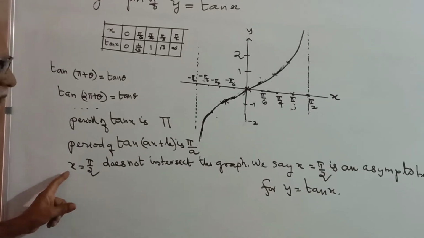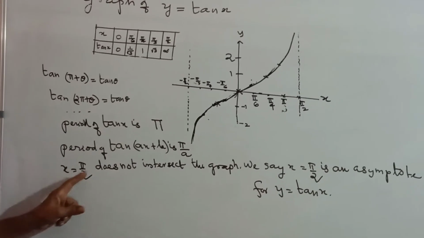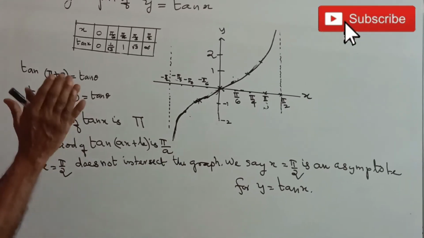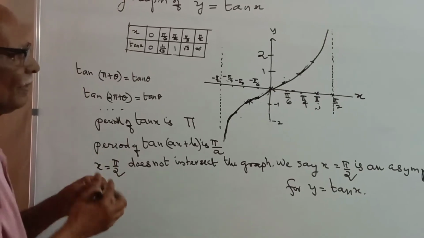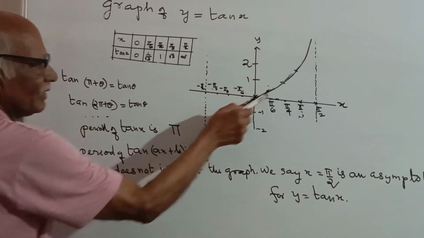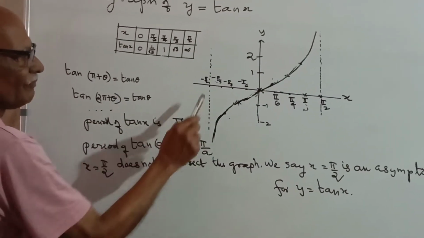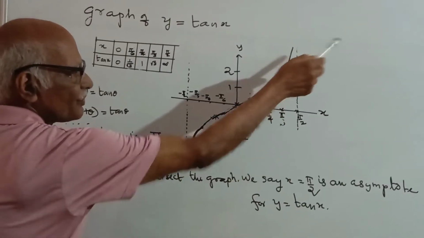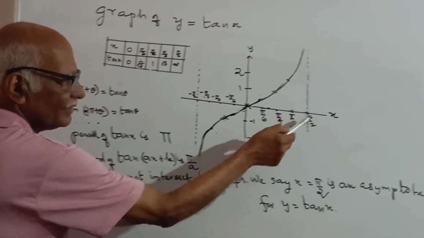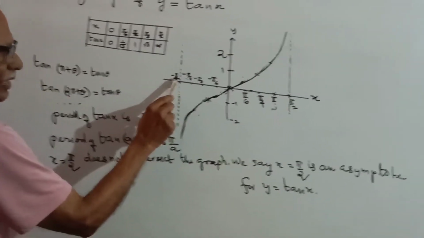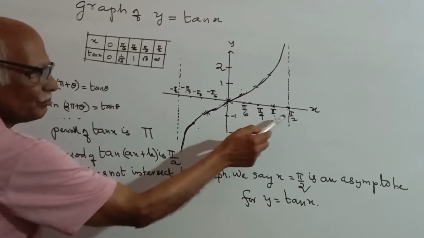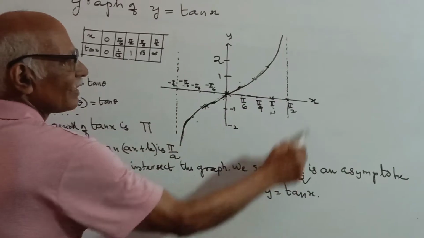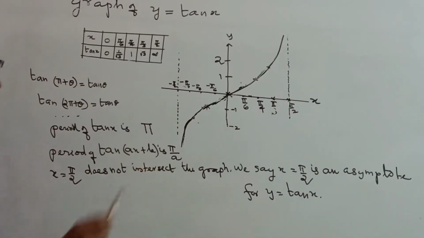Now this is an important idea. x = pi by 2 does not intersect the graph. It touches only at infinity. You can see the graph is coming like this, from minus pi by 2 to plus pi by 2. It is a repetition. So the period is the difference between pi by 2 and minus pi by 2. Pi by 2 minus (minus pi by 2) is pi. The graph is simply a repetition of this.